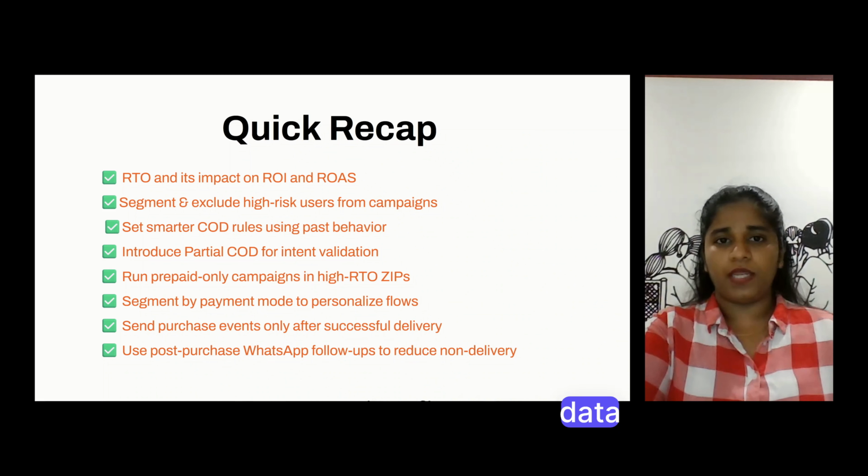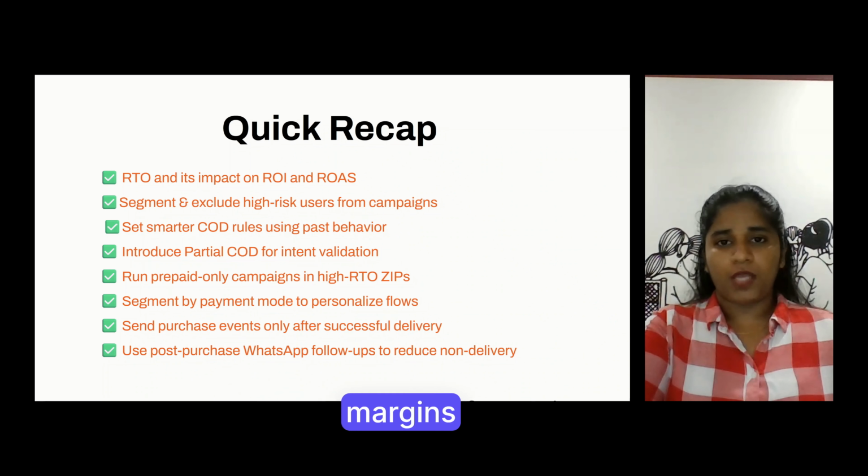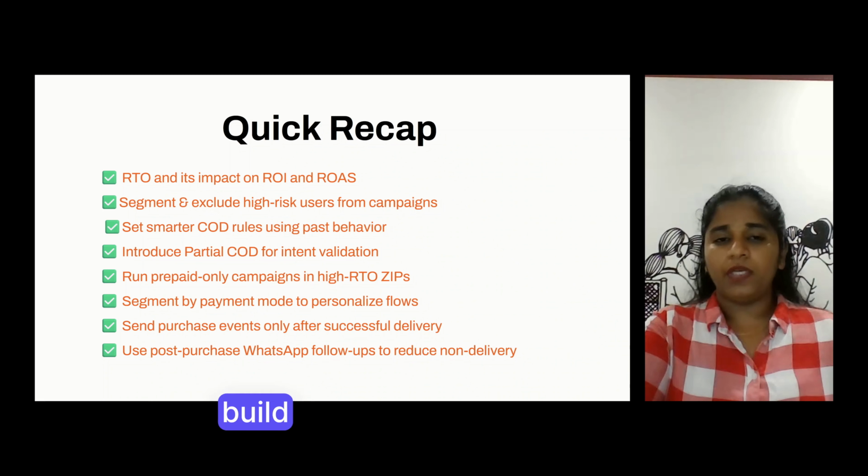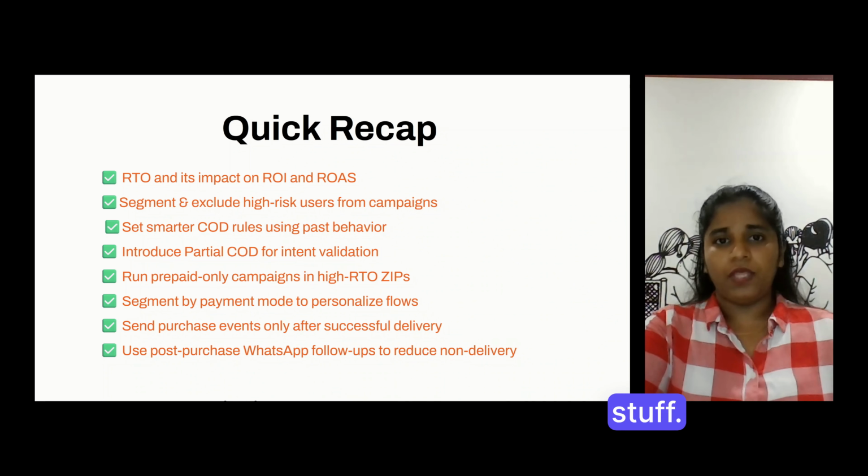So, by using first party data, you can avoid targeting RTO prone buyers, control who gets COD and how, train ad platforms with accurate delivery signals, protect your margins from silent killers, and build a customer base that actually converts and stays. This isn't some back end techie stuff. This is growth marketing 101 in 2025. And the best part, you don't need any new tools, just smart use of your own data.